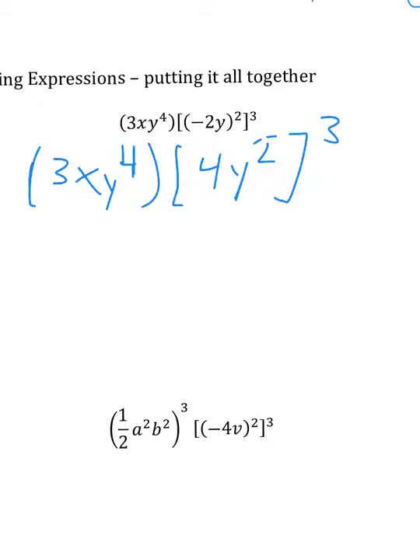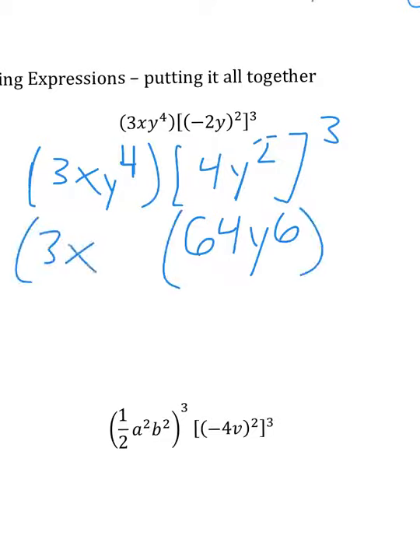And remembering our order of operations, we always have to do exponents first, right? So we'll take this 4y squared cubed before we combine it with that 3xy to the 4th. So 4 cubed, well, that's 4 times 4 times 4. If we plug that into our calculator, that gives us 64. And y squared cubed, you multiply those exponents to give us y to the 6th. So that's what we have over here. And then we're multiplying that by 3xy to the 4th.